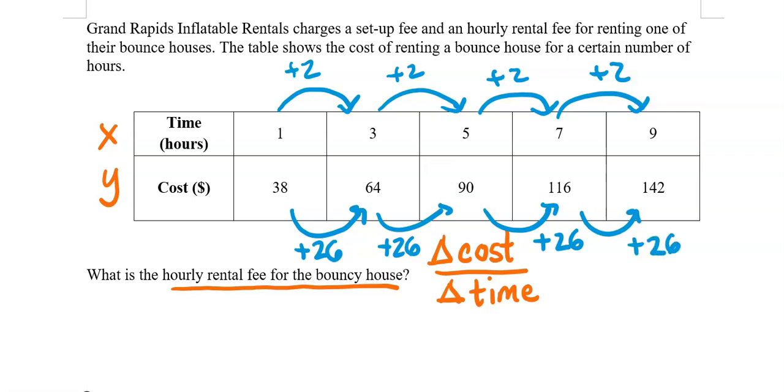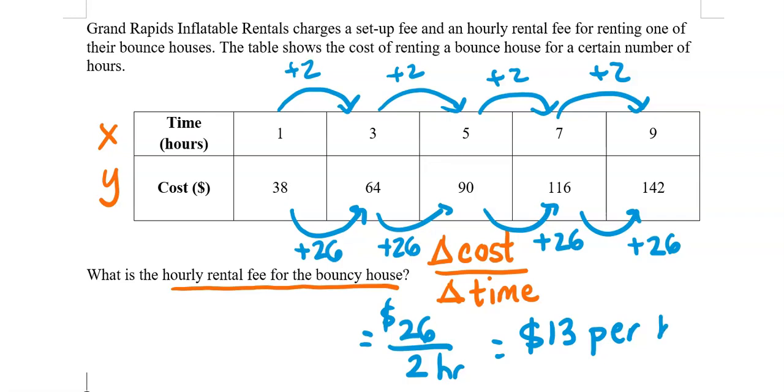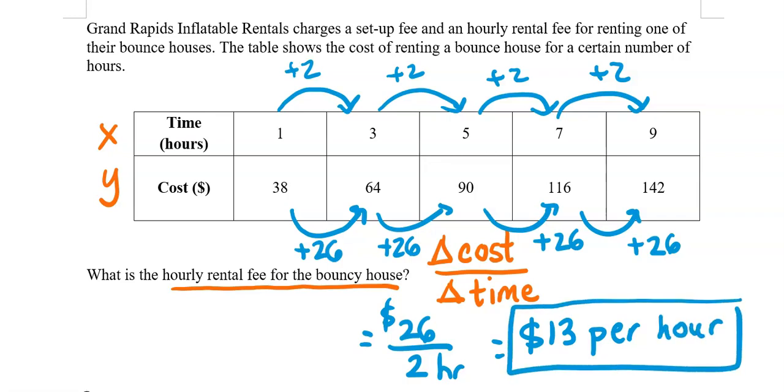But if I'm trying to determine how much it costs per hour to rent the bouncy house, then I will take my change in cost, which is 26, and divide by my change in time, which is 2. And again, remember, this is dollars and this is hours. So this indicates that the hourly rental fee will be $13 per hour. And when we have context-based problems, we always want to include units.